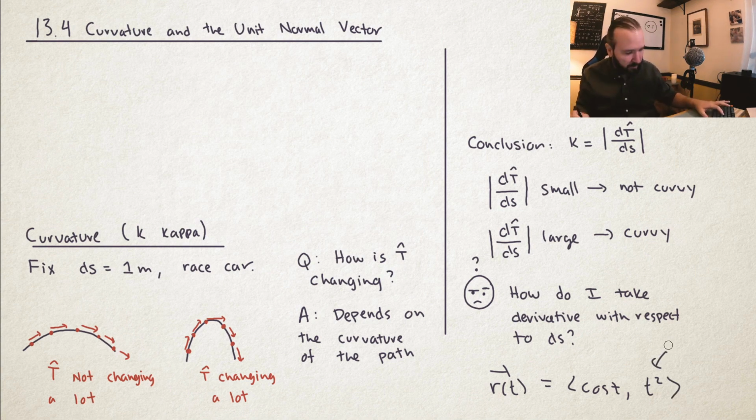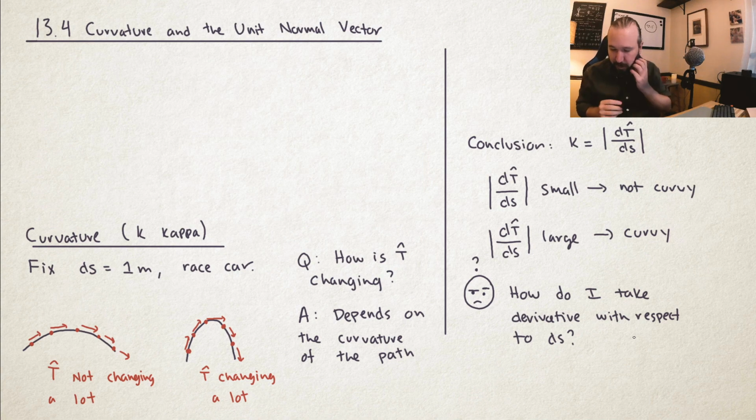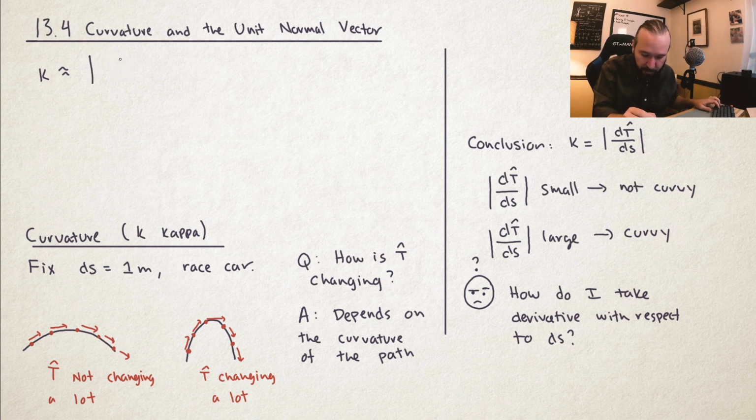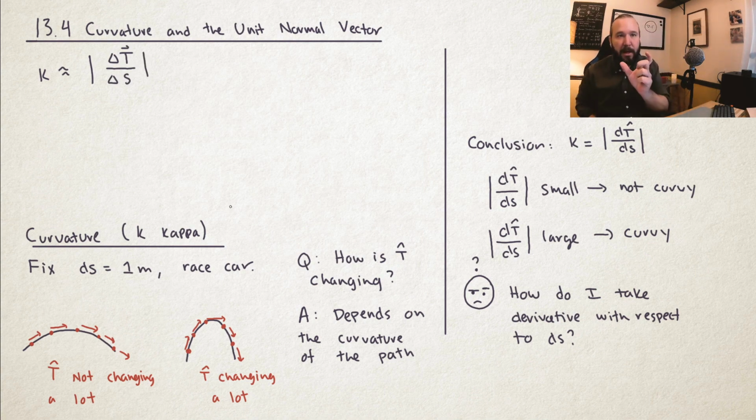How am I going to take these derivatives? We're going to have to do a little chain rule with this formula in order to turn it into a derivative that we can calculate. So the definition of this derivative is going to be approximately: kappa is approximately the magnitude of the change in T over the change in s. And when delta t gets very, very small, as we take the limit, then this approximation will become exactly equal, and these deltas will turn into d's.